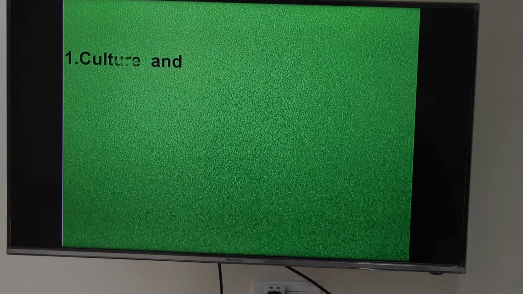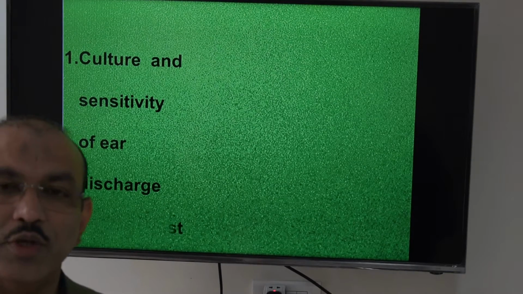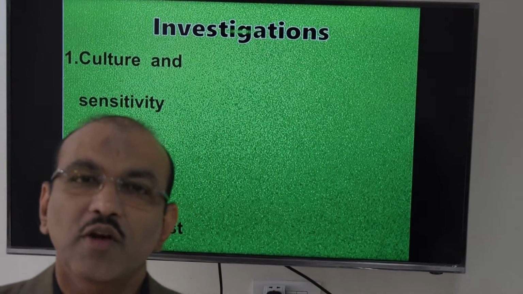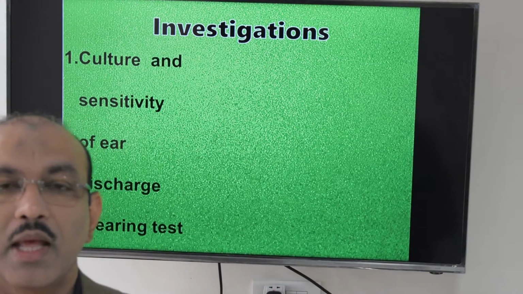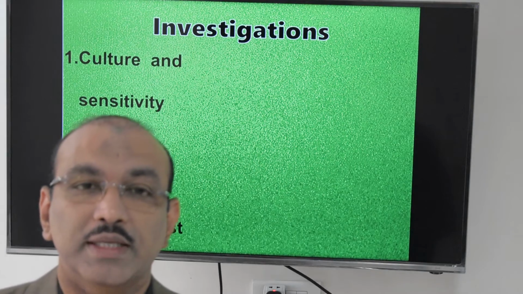So at this stage, do we need any investigation to be done, or should we go on to treatment? Usually at this stage, in the first episode, we don't need any investigation. We can go directly to the treatment. But if it is a recurrent ear infection, we need to do a few things.